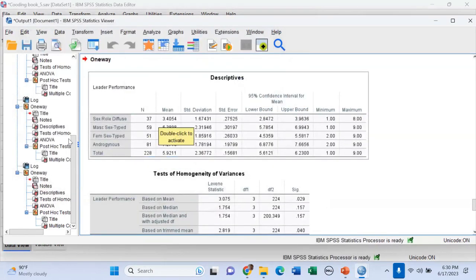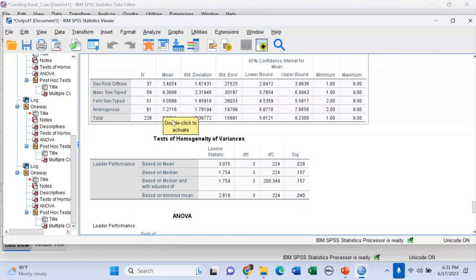For example, in this particular descriptive table, one can see that for sexually diffuse employees, we got an average of 3.4. Masculine sex type, 6.3. Feminine sex type, 5.05. Androgynous, we have 7.27. Now, if you look at the average mean values, the highest mean value is androgynous, followed by masculine sex type, followed by feminine sex type, followed by sexually diffuse. It means sexually diffuse has the least mean value compared to any other sex type. Looking at the mean value, one can understand this.